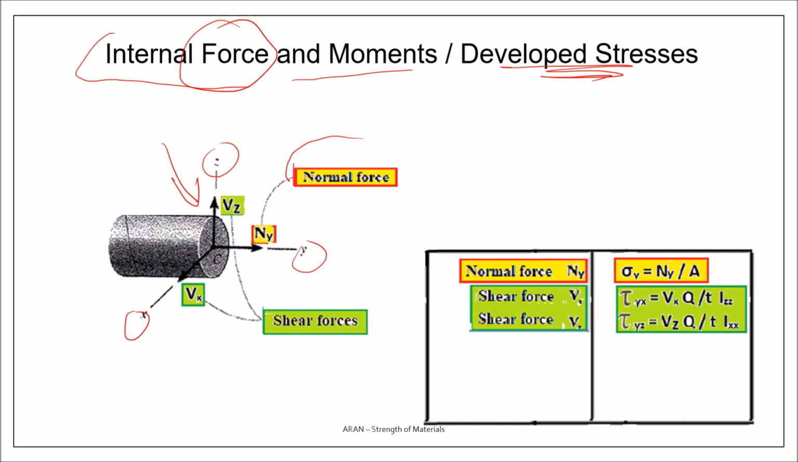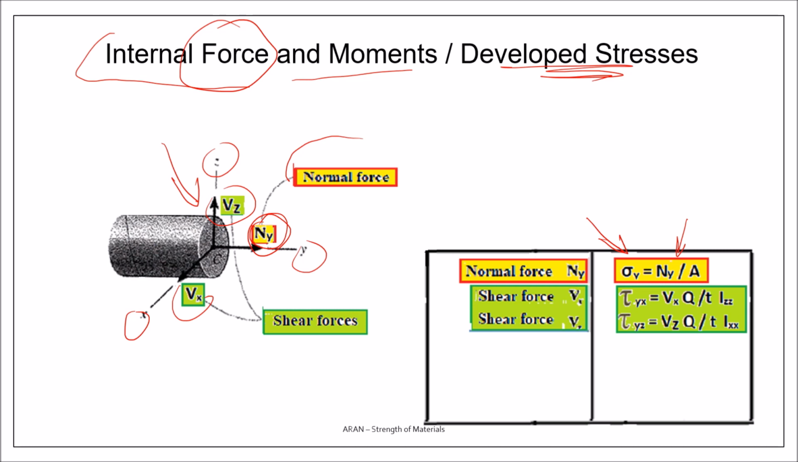The normal force is in the Y direction, as you see over here, and this normal force will cause a normal stress. This stress is uniform and is at each point of the section N over A. There are also shear forces. Well, we have 2 components of the shear force, and each component will cause a shear stress.